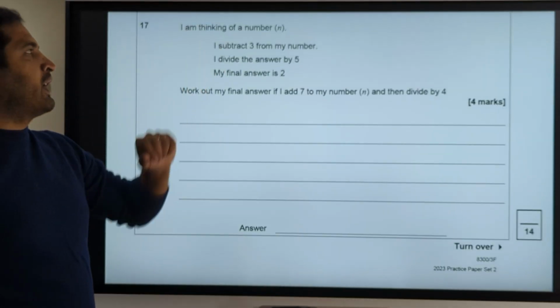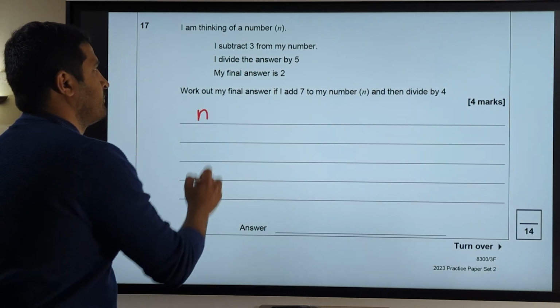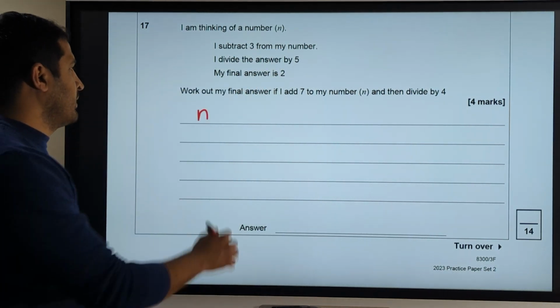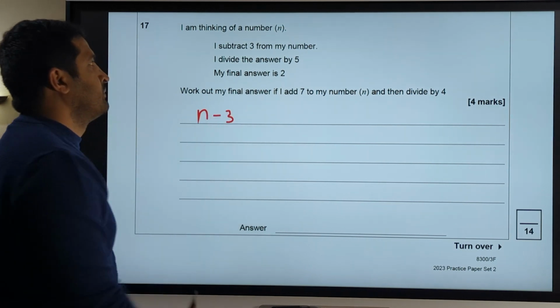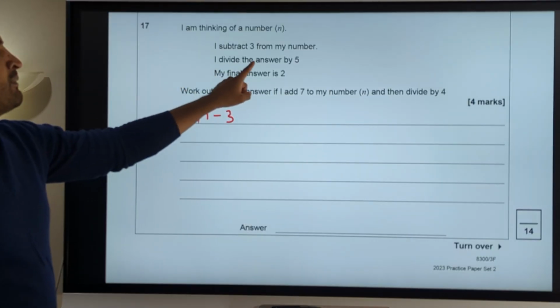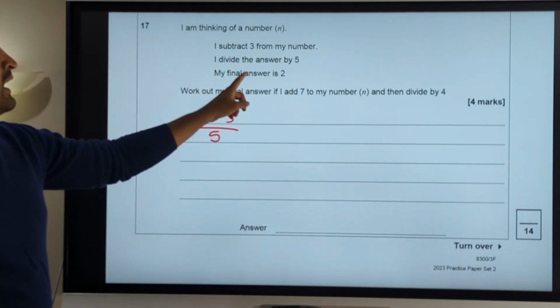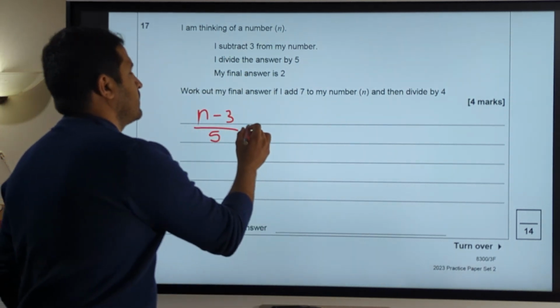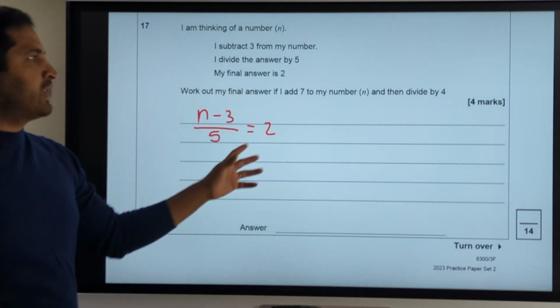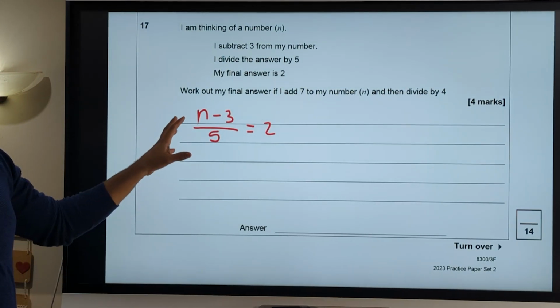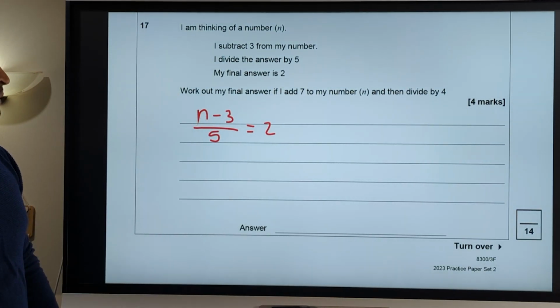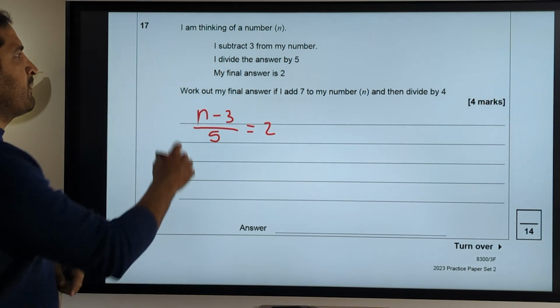I'm thinking of a number n, so I'll write that down, n. I subtract 3 from my number, so I'm taking away 3. I divide my answer by 5, so divide the entire thing by 5. The final answer I get is 2, which is equal to 2. So that's the equation I generally get. You can do it that way and then solve it, or you can work backward.